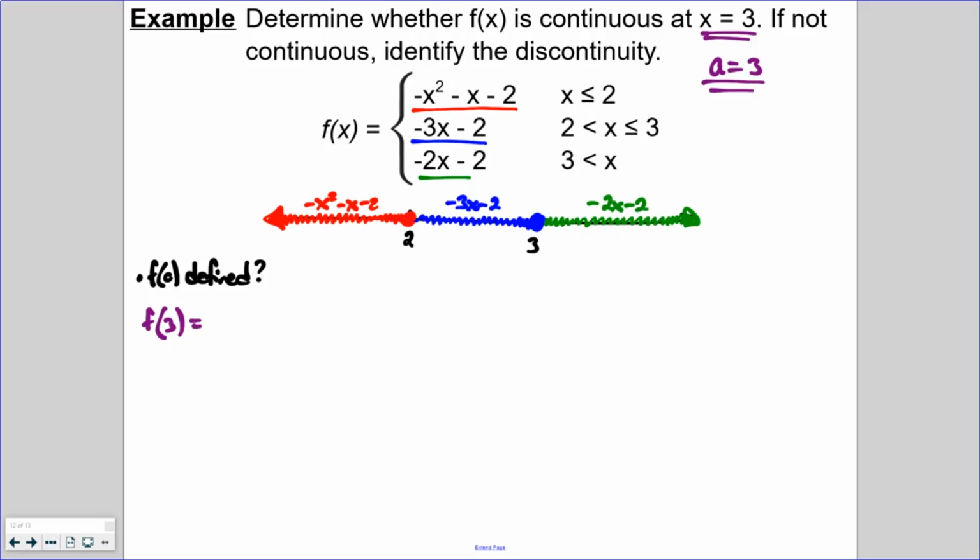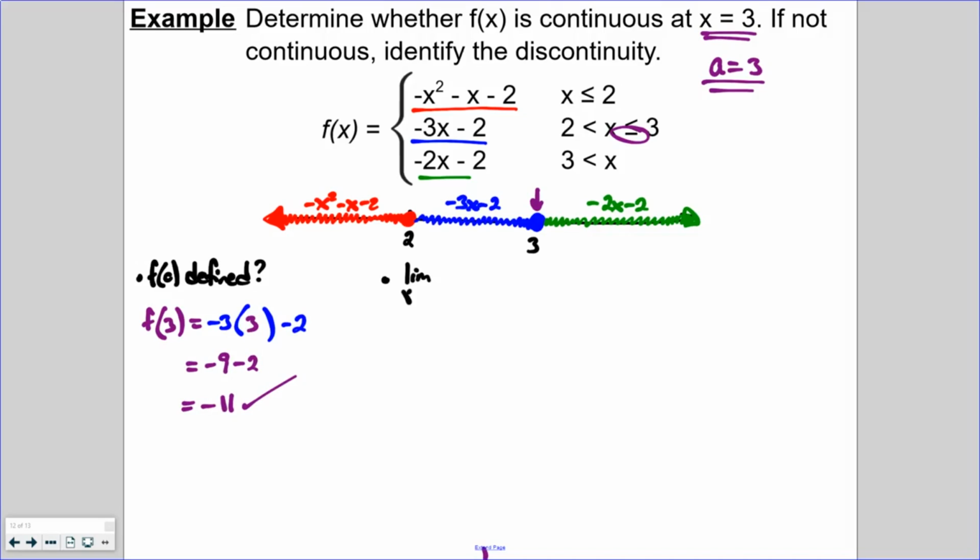Now we just need to determine which piece of the function includes x equals 3 in its particular piece. And as we can see, it'll be the middle, or the blue, function, negative 3x minus 2. So we'll substitute in x for that, so negative 3 times 3 minus 2, which is going to give us negative 9 minus 2, or negative 11. So therefore, our first condition is satisfied. F of a does exist.